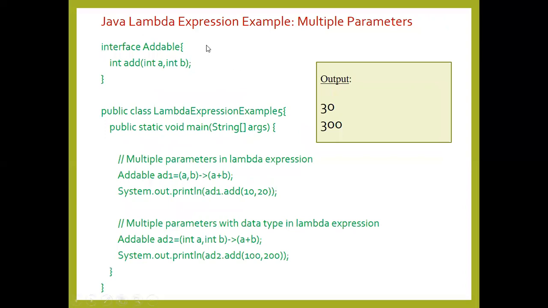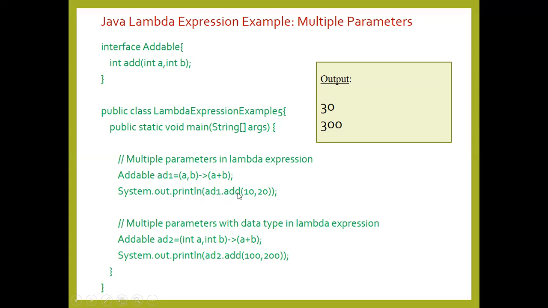Now we are going to see a lambda expression example program using multiple parameters. Here, the interface we are defining is Addable, and inside this Addable interface, we are declaring an abstract method. The name of that abstract method is add, and we are passing two parameters to this abstract method, a and b. And this is the name of the class. Inside this class, the main method is defined. Here we are defining the lambda expression with two parameters, and we are storing that lambda expression in this variable ad1.